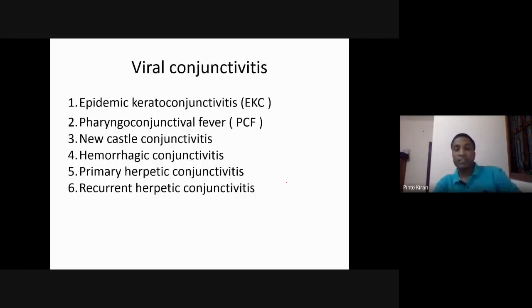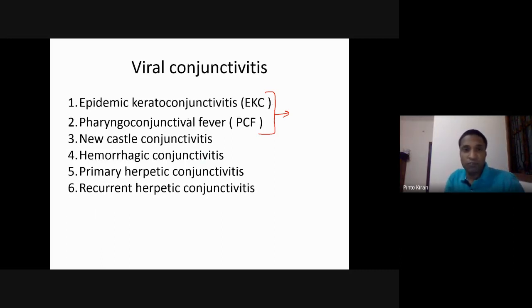Now coming to viral conjunctivitis. Again, how to remember viral conjunctivitis? See, there is a trick. You don't have to memorize everything by heart. If you know how the manifestations are, you can easily answer.